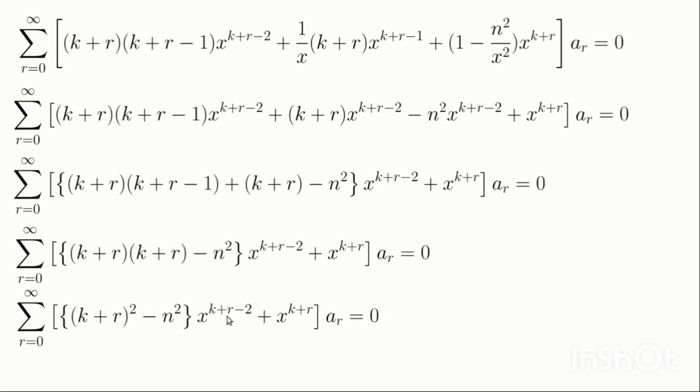So at this point, we have x raised to k plus r minus 2, whose power is lower than the other term. Because it is minus 2, we want to get to the initial equation. And this initial equation will help us to determine the value of a naught, the value of k, and the value of a1.